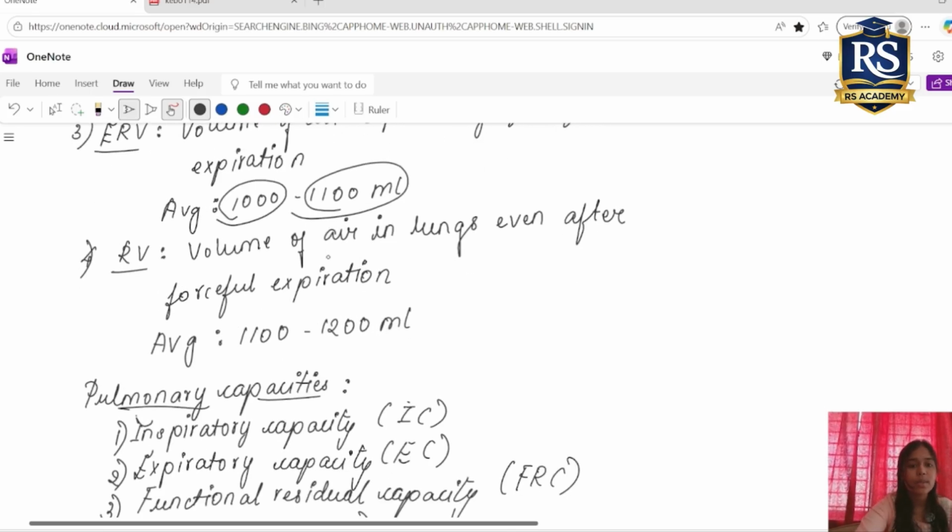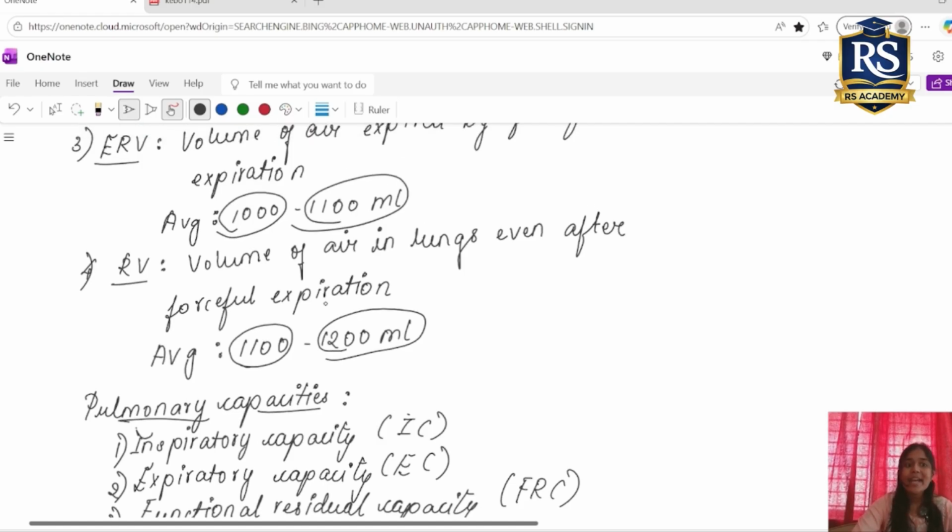And then comes the residual volume. Okay. What is residual volume? Even after the forceful expiration, some amount of air will be remaining inside our lungs. So, that remaining air in the lungs is called residual volume. Okay. Its average value is around 1100 to 1200 ml.